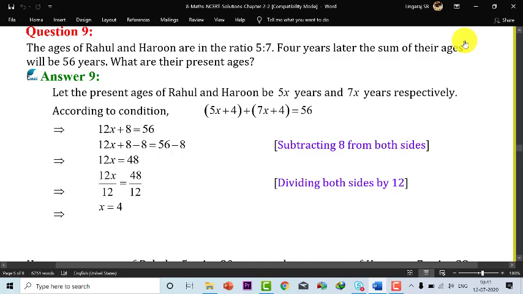So then here we have to remove 8. To remove 8, we should subtract 8 from both sides. So subtracting 8 from both sides, it will be 12x plus 8 minus 8 is equal to 56 minus 8. 8 gets cancelled. It will be 12x is equal to 56 minus 8 will be 48. So here 12 has to be removed to get x value.